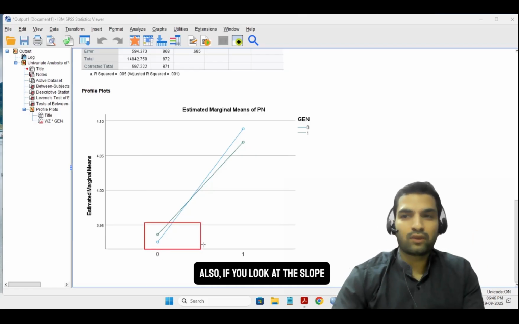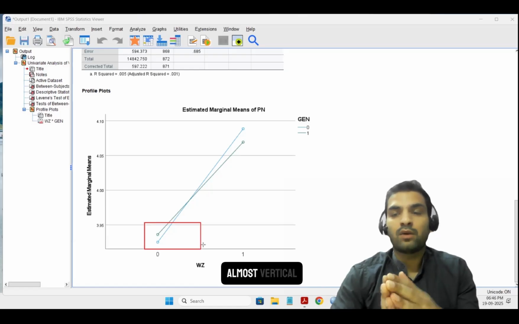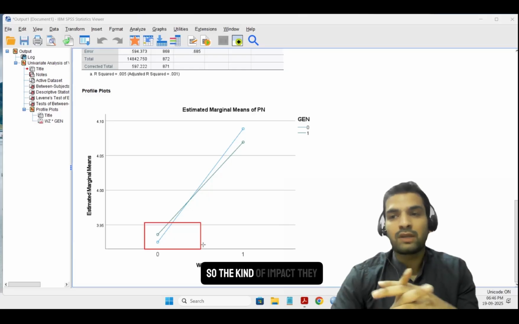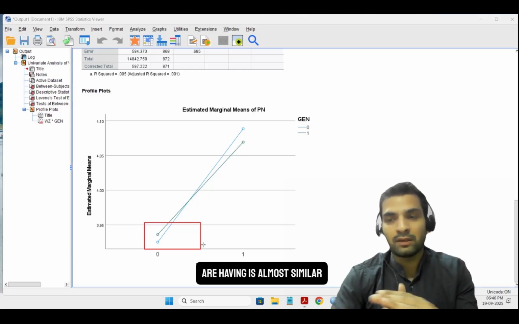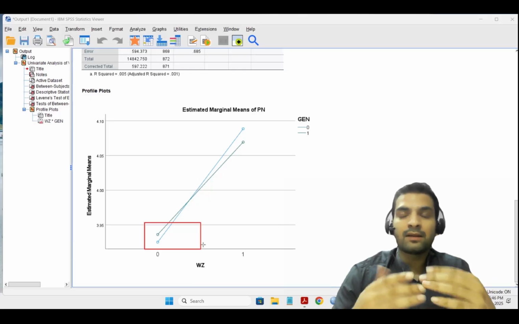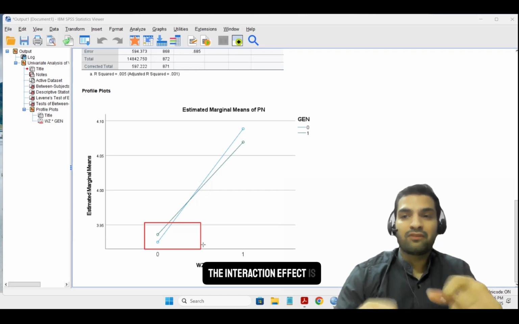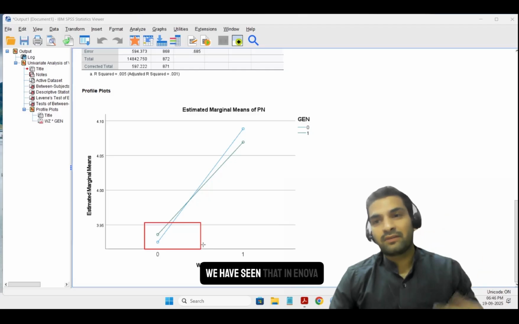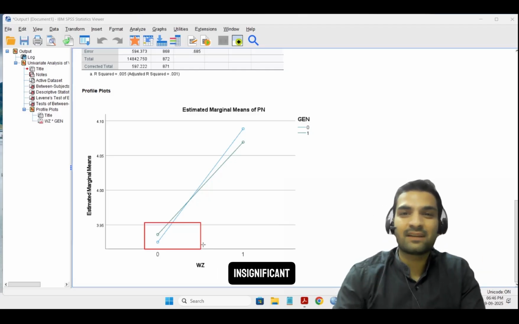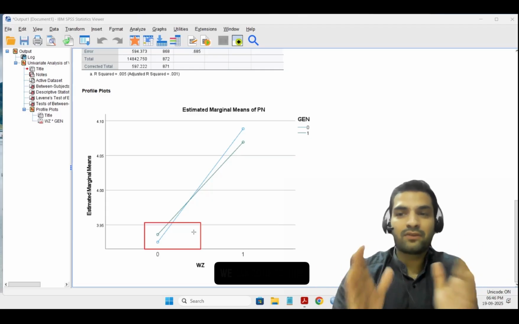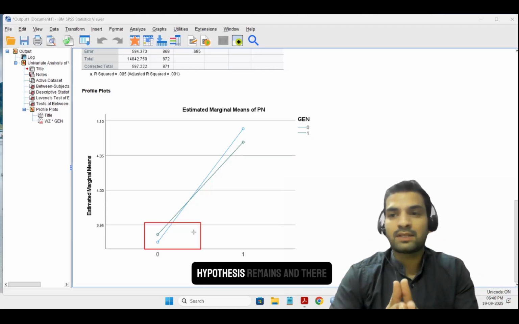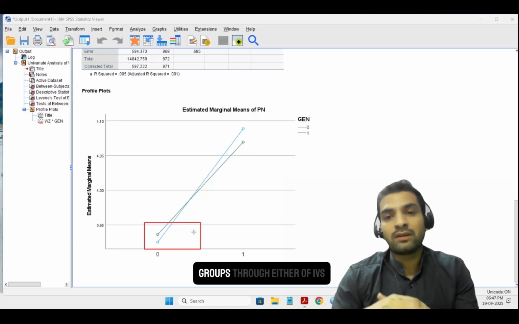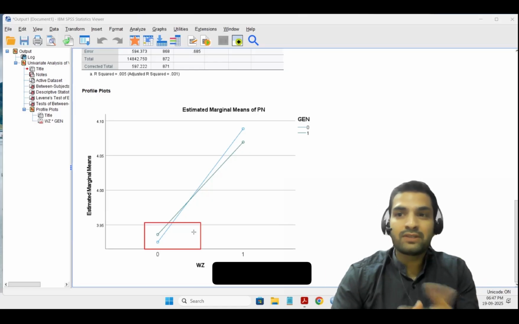Also, if you look at the slope of these two lines, you can see that they're almost parallel. The inclination is almost similar. So the kind of impact they're having is almost similar. And when lines are parallel, the interaction effect is very small. So in this case, the interaction is very small. And we have seen that in the ANOVA analysis that it is insignificant. Okay, so throughout our analysis, we can come to this conclusion that our null hypothesis remains and no significant mean difference was found in the groups through either of the IVs or their interaction.